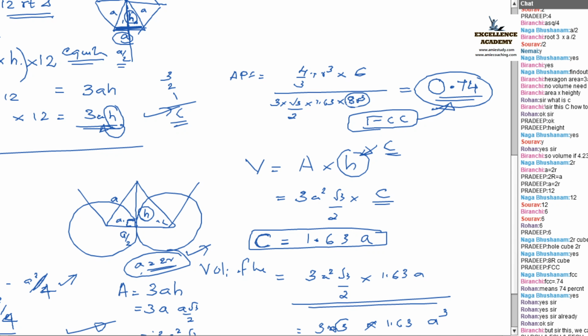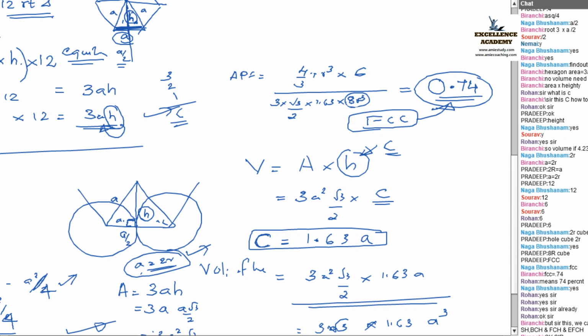Okay, Viraj. For the hexagon, only one type of model is there. That is this one, the simple hexagon. Body-centered hexagon is not there. Okay, we know that only the simple hexagonal system is there.